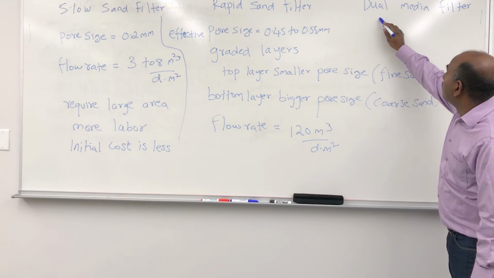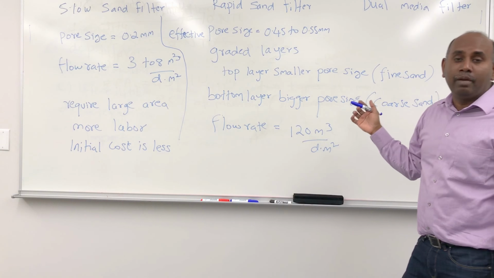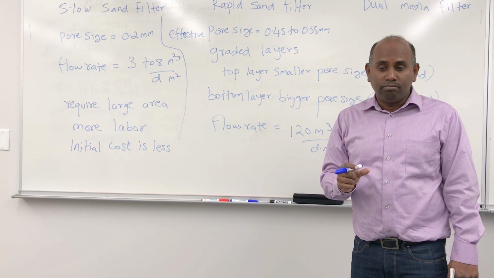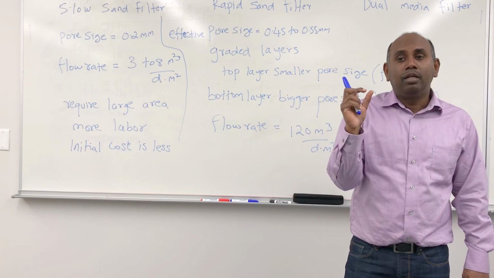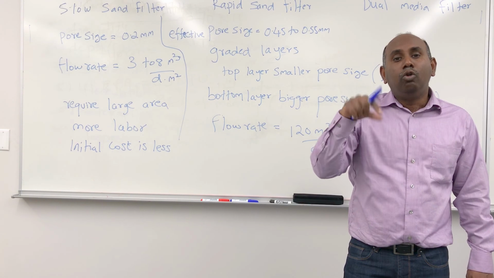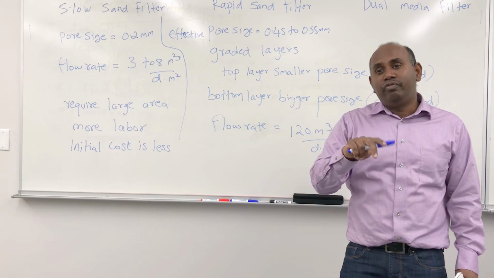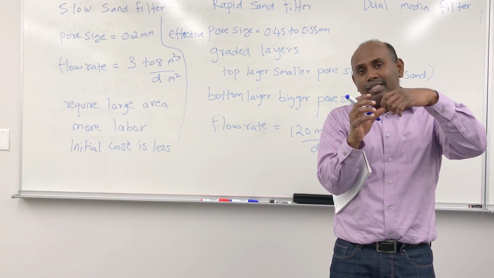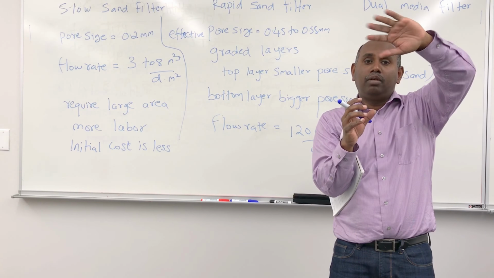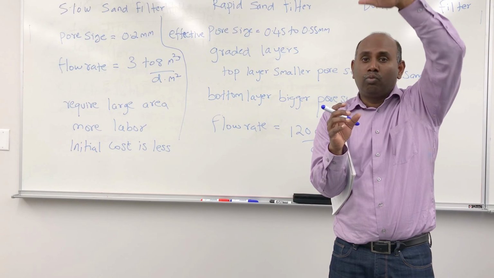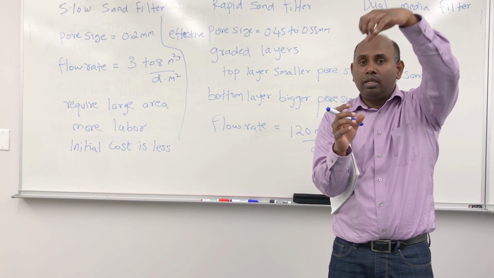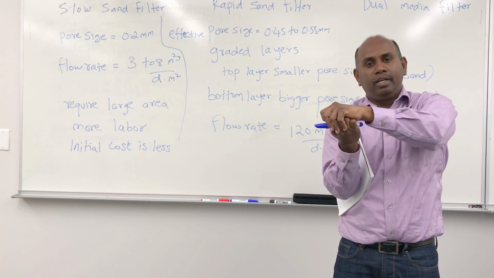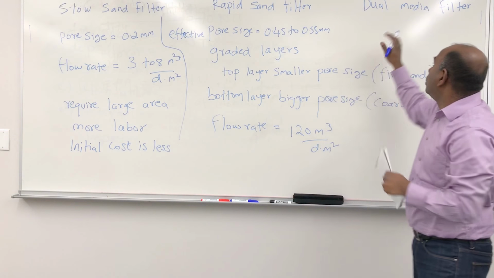That's where dual media, or two types of media, came into play. For two types of media, we need a material that is bigger in size but has a density that is lower than sand. If we can find a material which is bigger than sand but not as dense as sand, we can put that on the top. That will allow smaller particles and water to pass through and trap the bigger particles. Now as it flows through, the smaller particles can be trapped in the bottom fine sand layer. So that is the idea of the dual media filter.